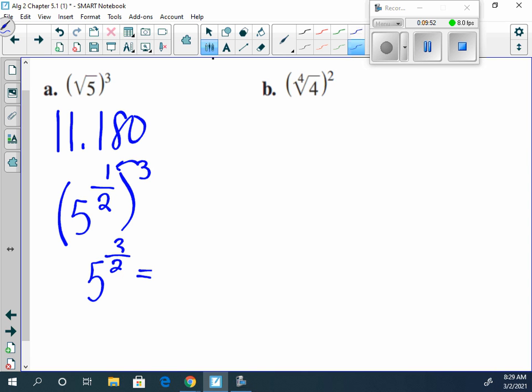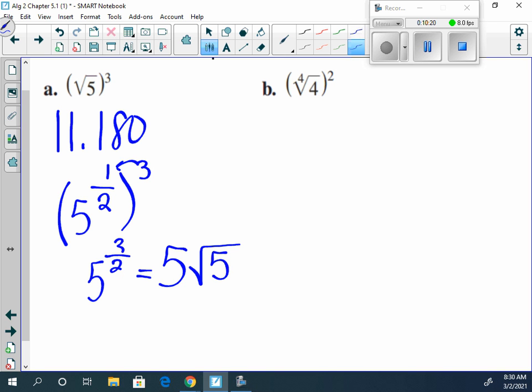Well, 3/2 is the same as what? 1 and 1/2, yes? 3/2 is 1 and 1/2. So that means I have 1 whole and a half. So what they could say is that I have a whole 5, and the half would be the square root of 5, because these would be the same thing. Questions on this here?